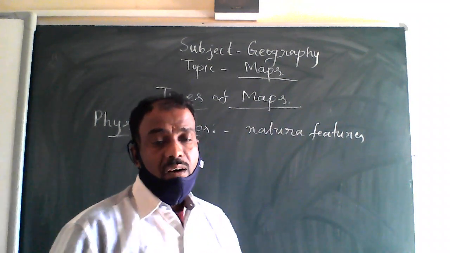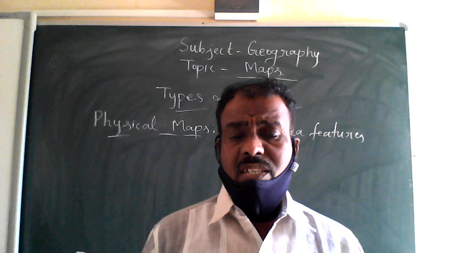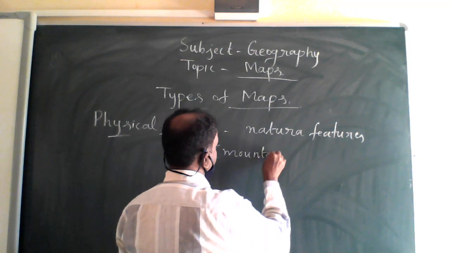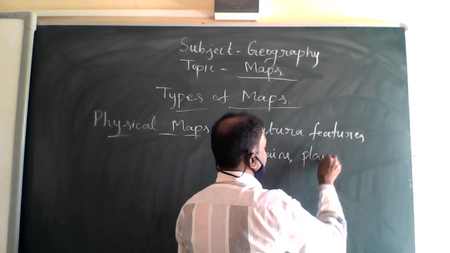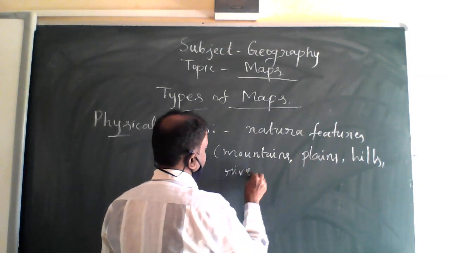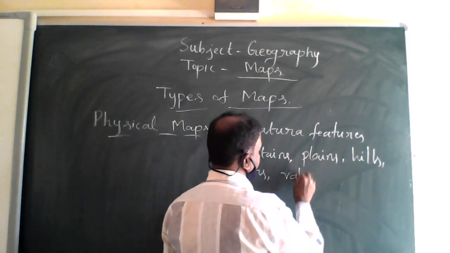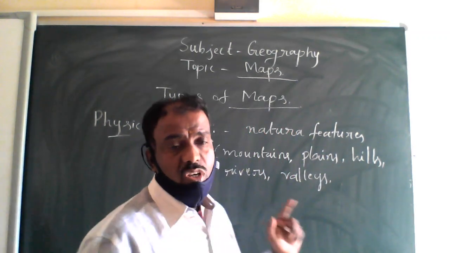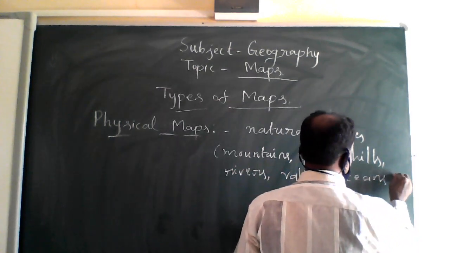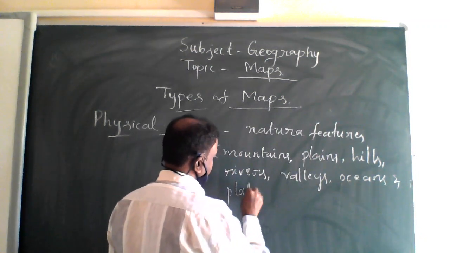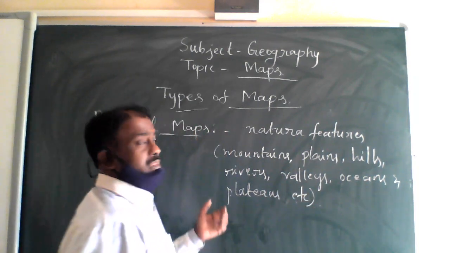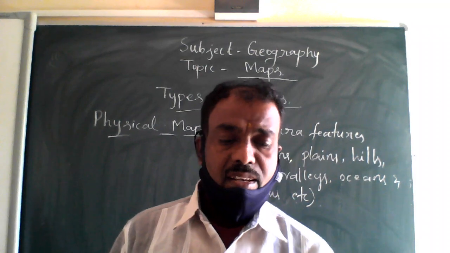Natural features of our earth. So, what are the natural features? We all of you know that. Such as mountains, plains, hills, and even the rivers. Okay, valleys. Understood, dear students? So, oceans, and even the plateau. So there are etc. See, these are all about the physical.